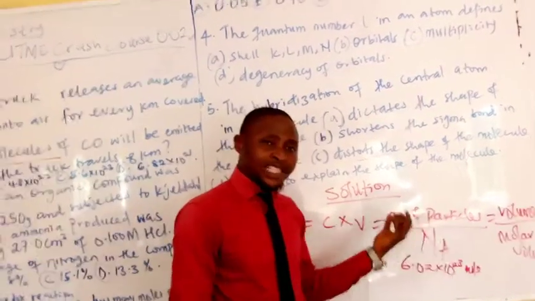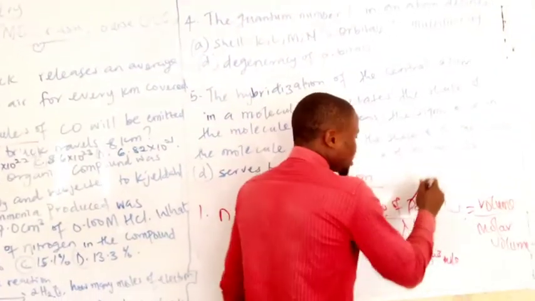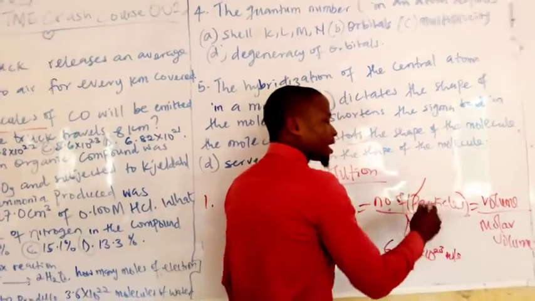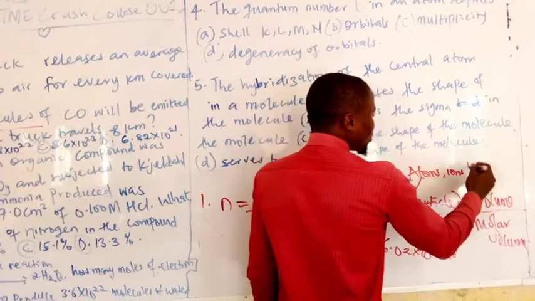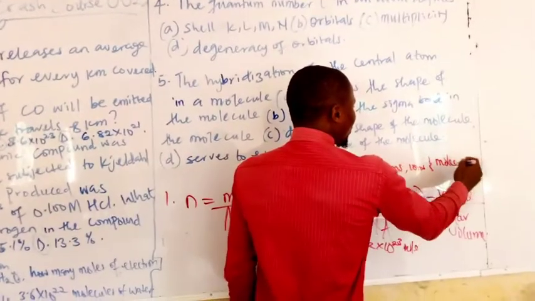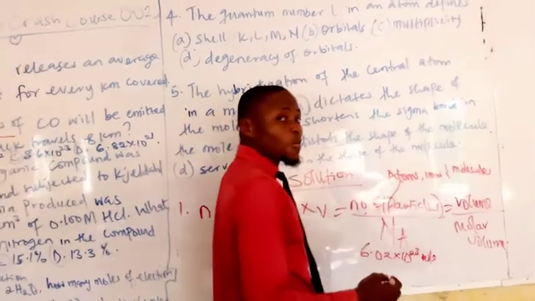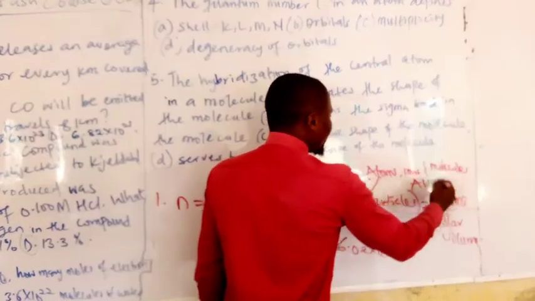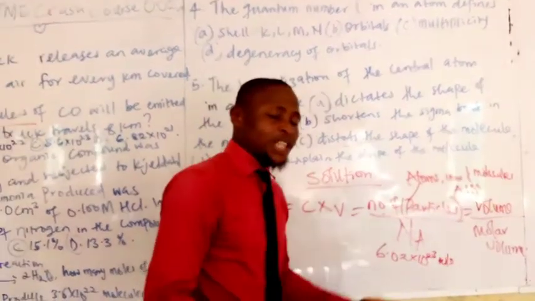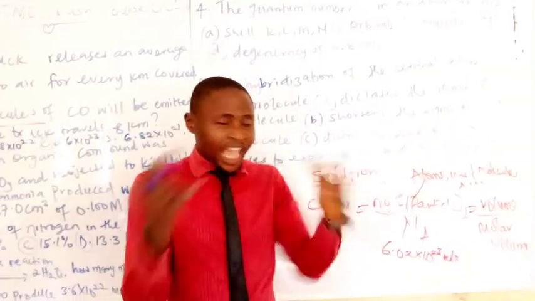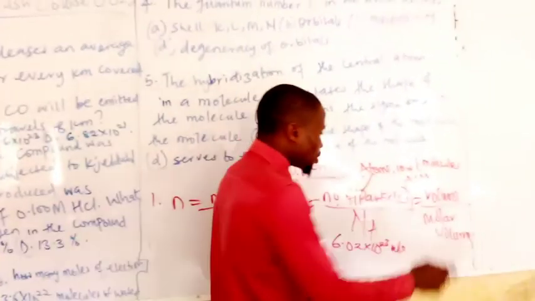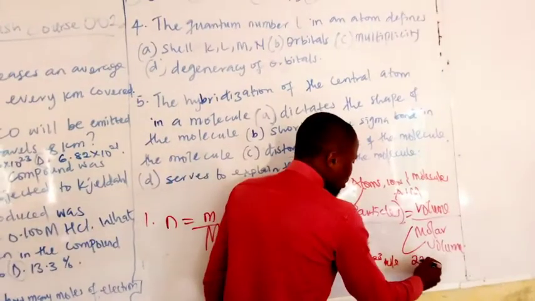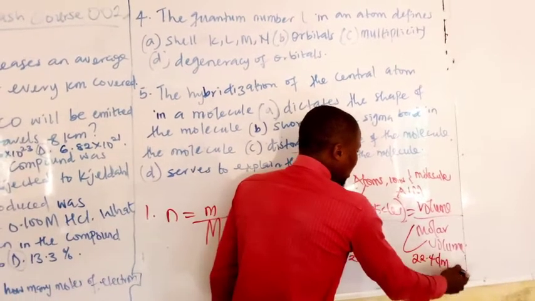And this number of particles can be either of 3 things. These particles alone can be atoms, ions, and molecules. In abbreviation, I call this AIM, A-I-M. The particles can be atoms, ions, and molecules. Then we have volume over molar volume. The molar volume is usually 22.4 dm³.